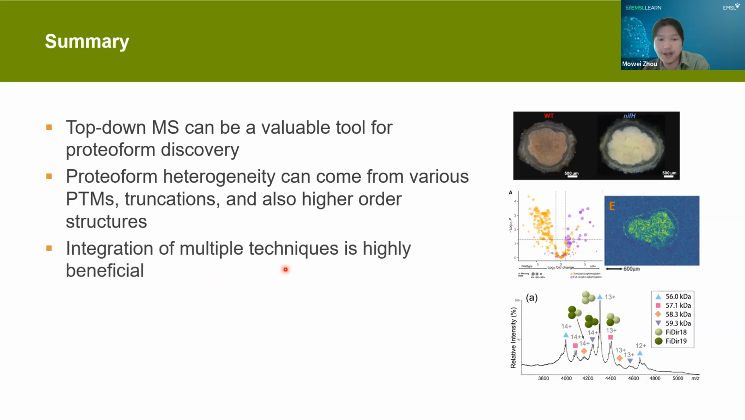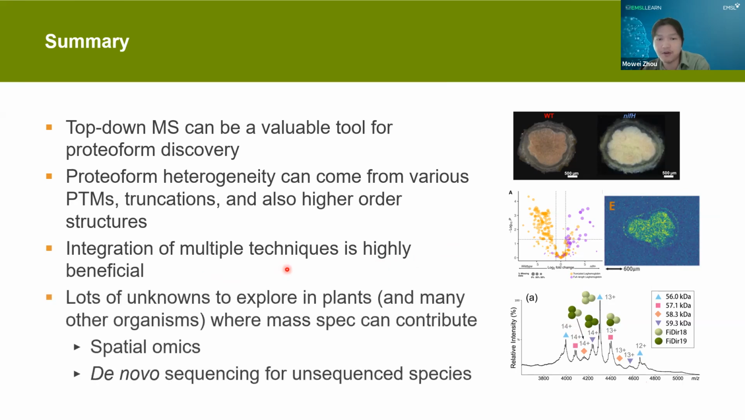And the integration of multiple techniques is very, very beneficial because a lot of times you cannot just solve the problem with just one technique, especially for very challenging biological systems. And also at the end, I would hope to convince you that there are a lot of unknowns worth exploring in plants and maybe some other understudied organisms, where mass spec can really contribute to this kind of discovery science. And especially spatial omics to study the spatial distribution, and also genome sequencing if you don't really have a full genome available for conventional proteomics studies.